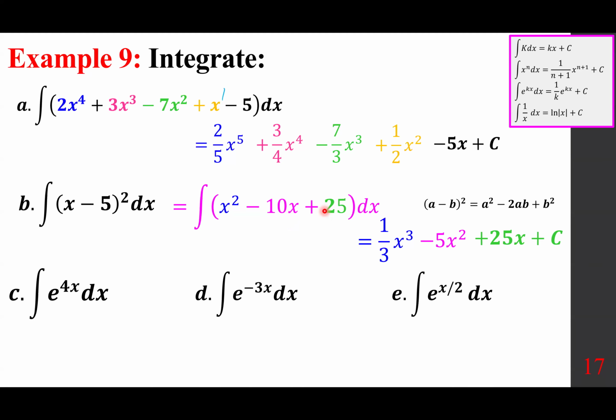These are exponentials. And remember, for the differentiation, you multiply by k. For integration, you divide. So the answer is itself, but since it's integration, we divide by 4 and a constant. So this is 1/4 e to the power 4x plus a constant.